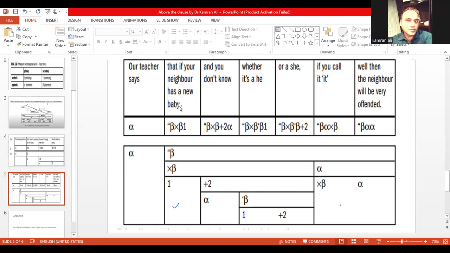Our teacher says this is alpha. Then we can see that there is a subordination here. So this is again beta. And you already know what it means when we put two inverted commas. That means it was said or it's being reported, right? So here we have again this beta representing the big chunk, and this beta represents another secondary clause, or a dependent clause.